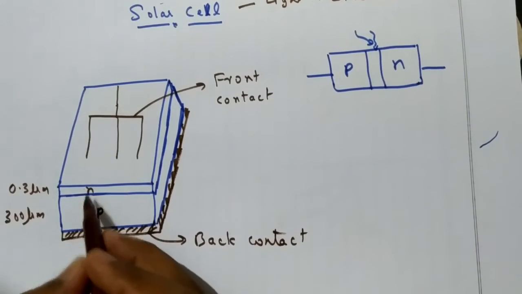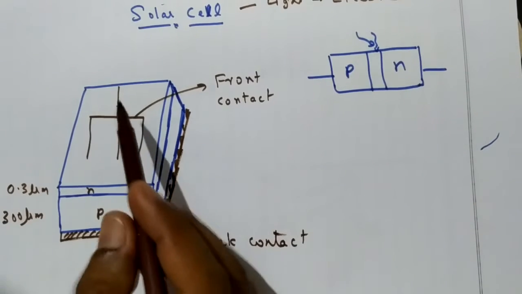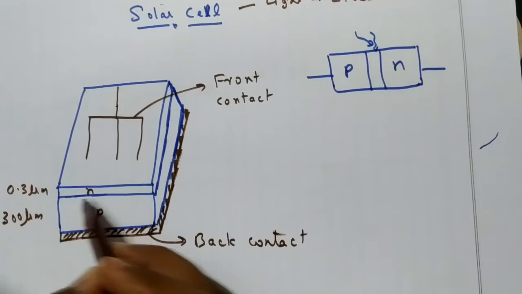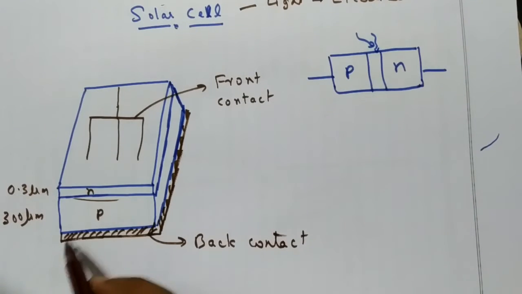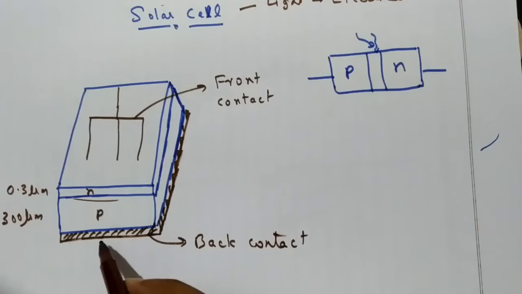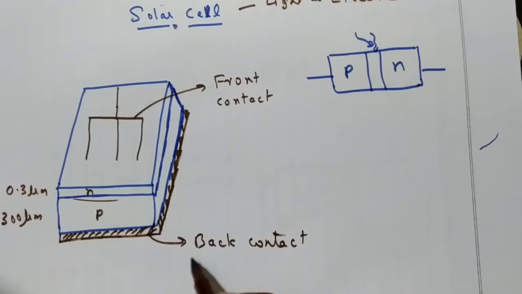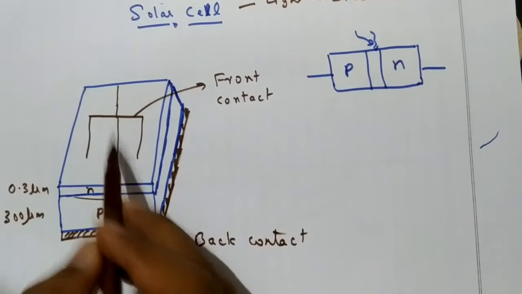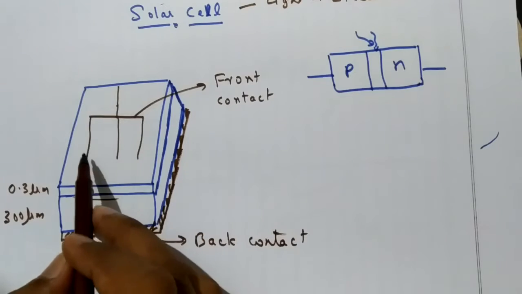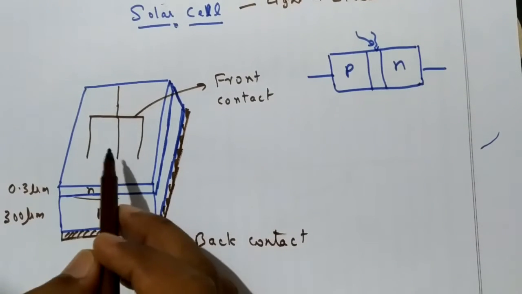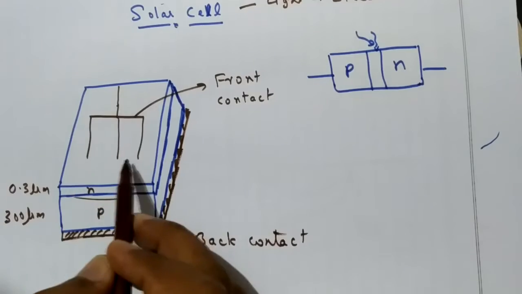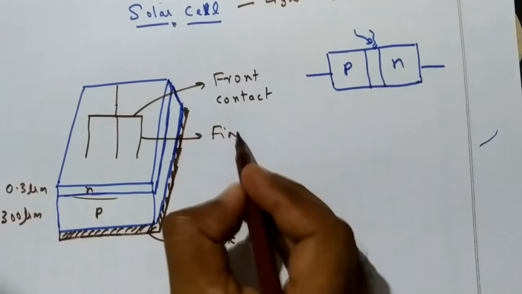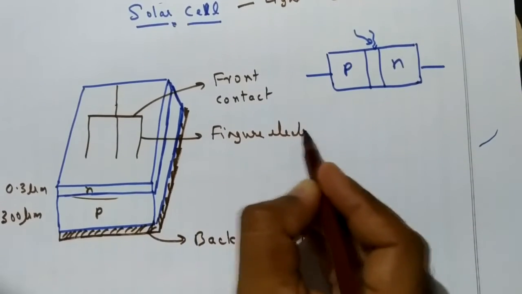And why is the N side made thinner? Because the light has to enter the solar cell and reach the PN junction. One side of the P is coated with a metal, and that metal is called the back contact. And on the top of the N side material, there will be electrodes. Those are nothing but conductors which are arranged in this form. This is called the front contact, and these electrodes are called finger electrodes.